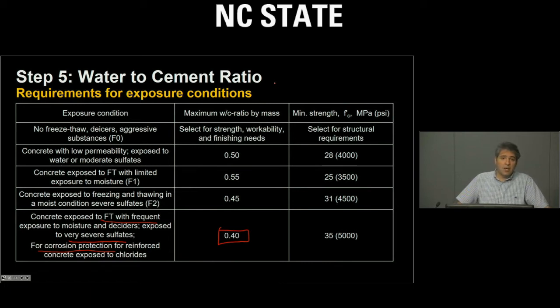In the case of the concrete that is, for example, exposed to limited freeze and thaw exposure, that's F1 exposure, the maximum water-cement ratio is 0.55, and this is a strength requirement that we need to meet. So after figuring out the strength and corresponding water-cement ratio, we have to just check, and if that is bigger than that, we have to reduce the water-cement ratio to this maximum.